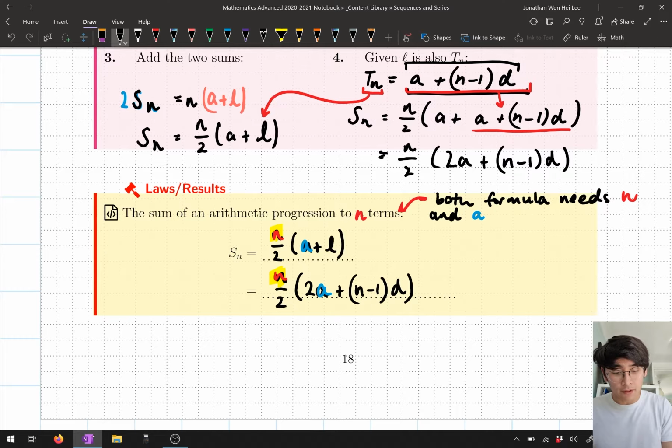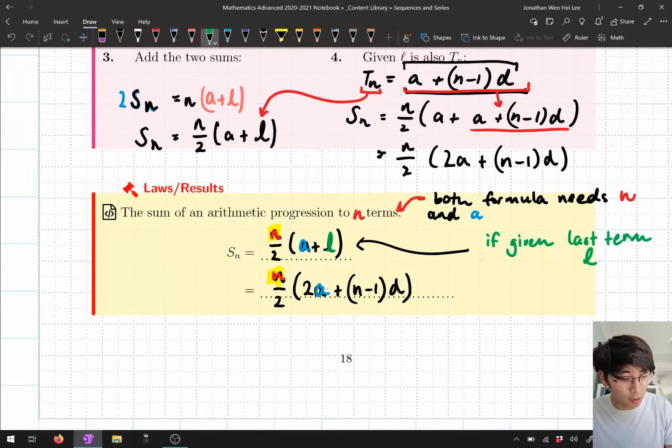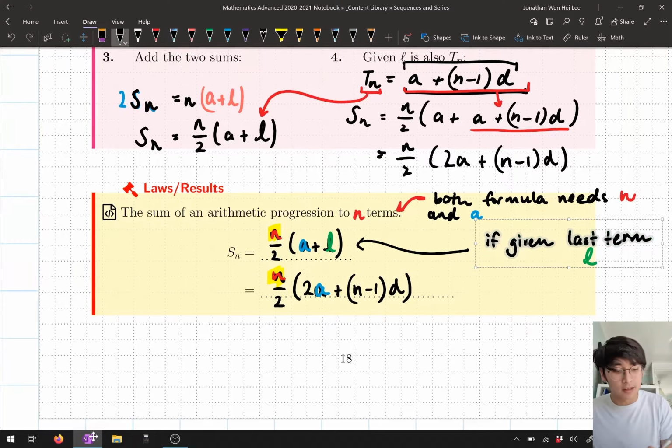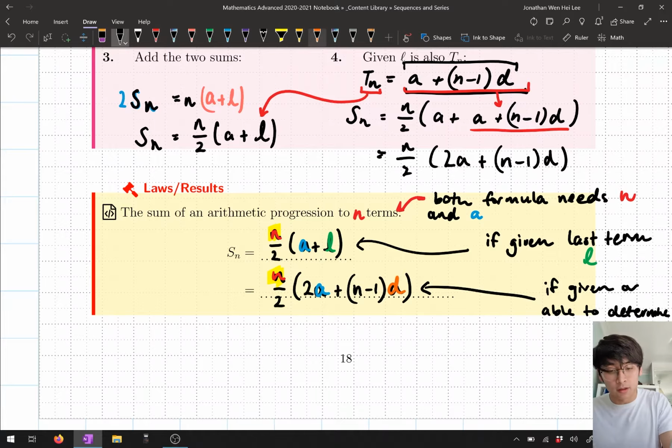Now, the ways that we would use these. The first formula has this L value. L is just the last term in my sequence. So this is useful if you're given the last term in the sequence, L, and hopefully you notice why we call it L for last. If we get given the last term, this first formula is really helpful. The way the other one is different is that we've got this value D. So this second formula is really useful if we are given, or able to determine, the common difference D.